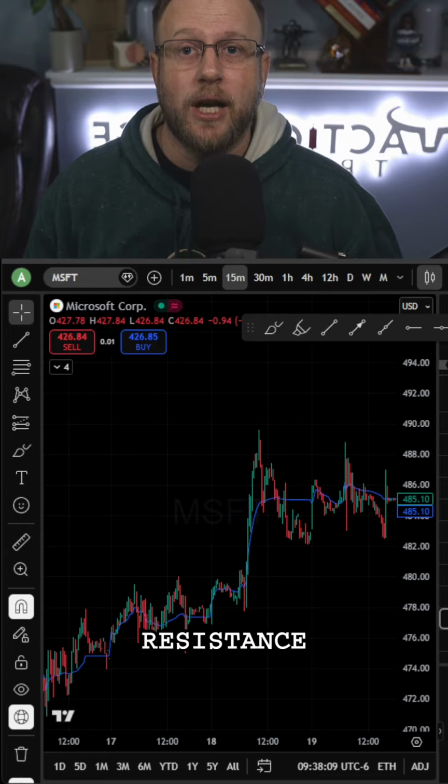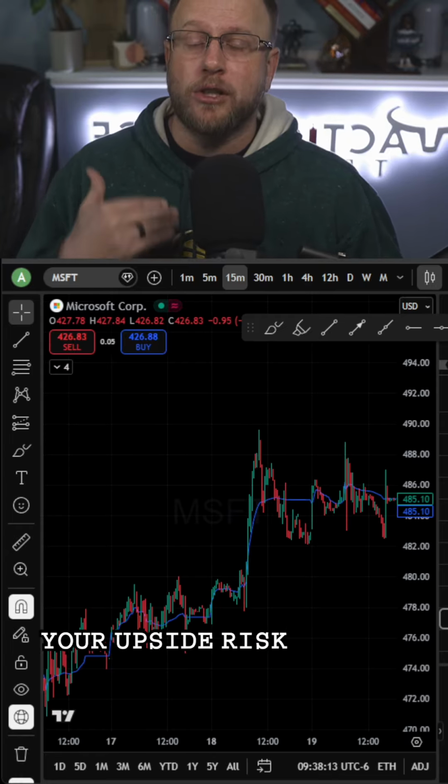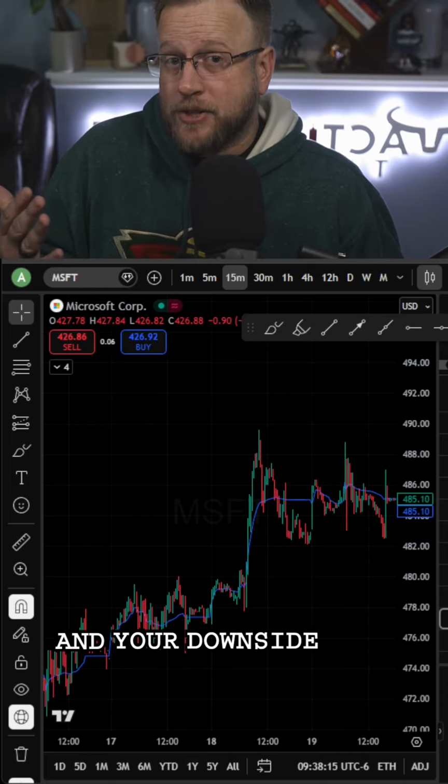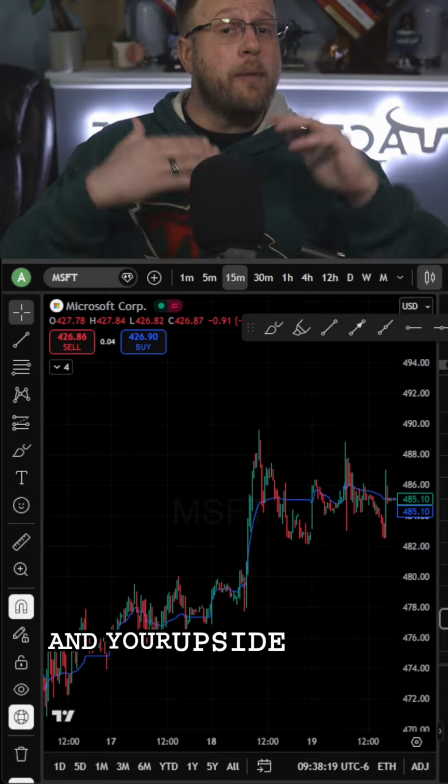So chasing continuation there is usually late, unless it's a reversion back to VWAP where your idea is that it's support or resistance. But this is also why risk changes. So above VWAP, your upside risk shrinks and your downside risk expands. Below VWAP, your downside risk shrinks and your upside expands.